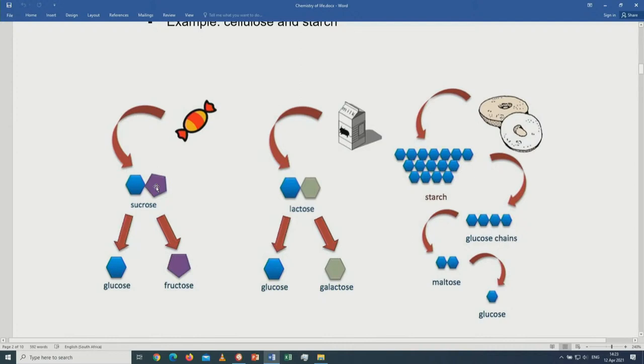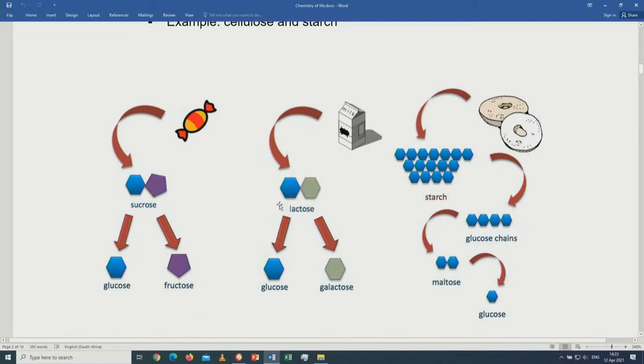Here I have sucrose as an example of a disaccharide. Where do we get sucrose? We can get it from a sweet, or from the table sugar that we use at home. This sucrose consists of two sugar molecules, which are glucose and fructose.